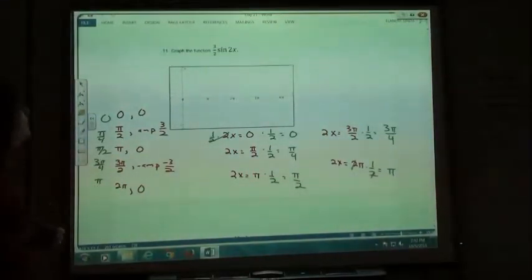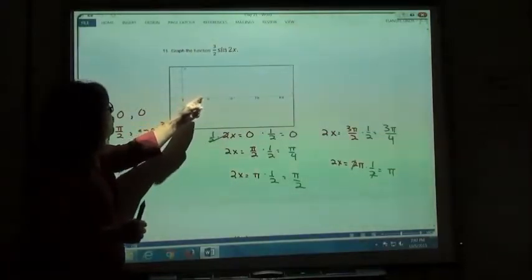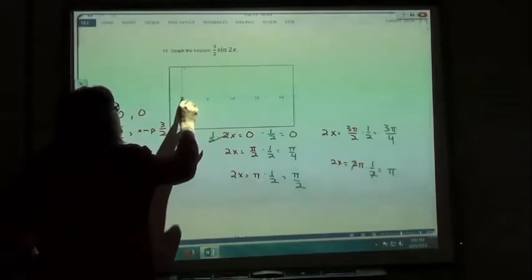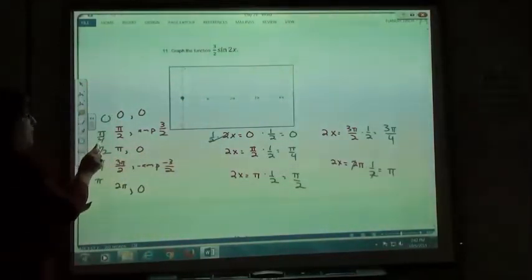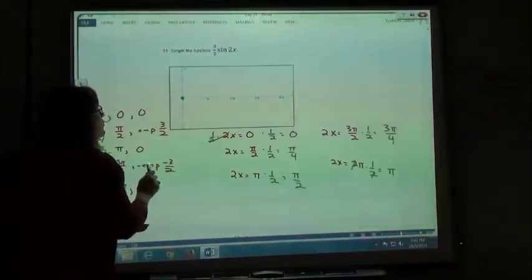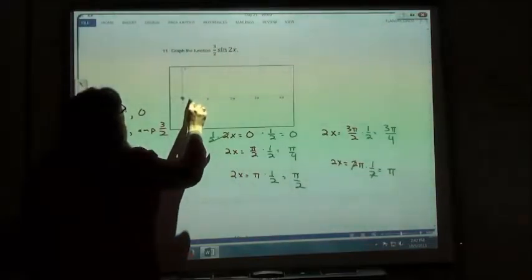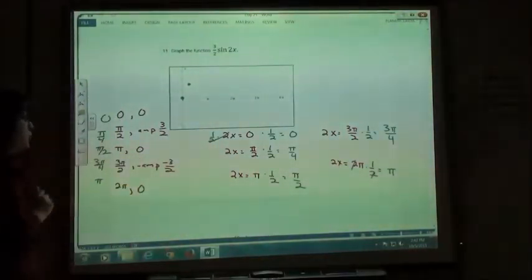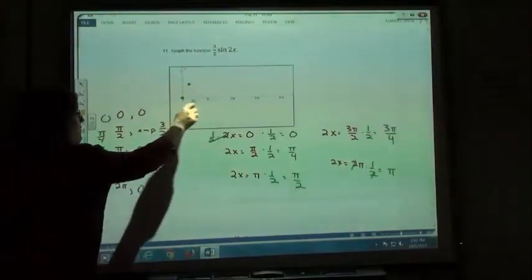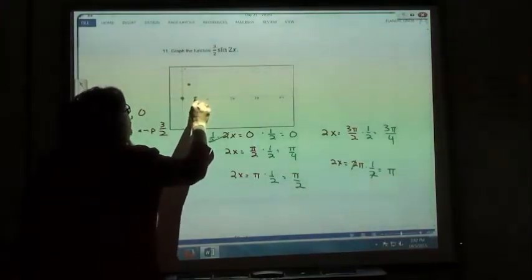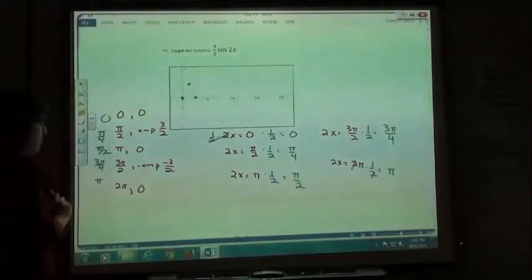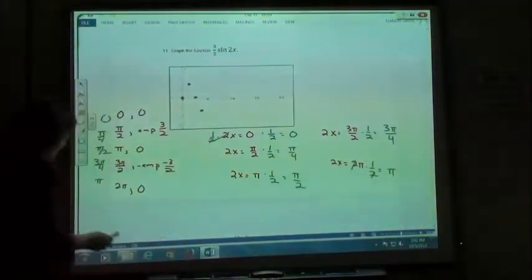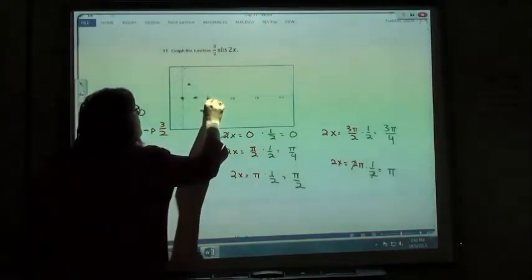So this is 1, 2, 3, 4, so those are in fourths. 0 is my first point. Pi over 4 is at my amplitude of 3/2, so pi over 4 would be up at 1.5 right there. Pi over 2 would be 2 pi over 4, or halfway, going to be at 0. 3 pi over 4 is going to be at negative 1.5. And then at pi, we're going to be at 0.